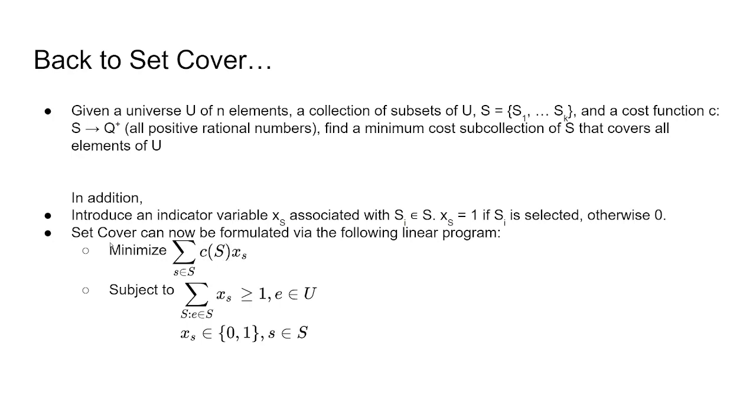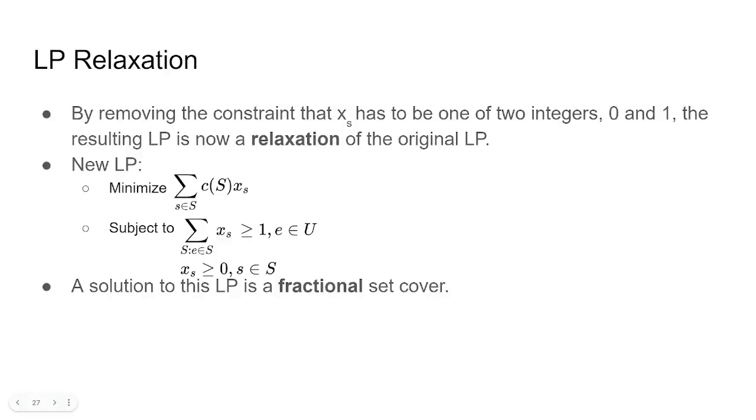Now, this minimization includes the constraint that every element in U has to be covered, which is what this first constraint is doing. And obviously, we define the indicator variable to be either 1 or 0 for each subset in big S. So we're doing LP relaxation by removing the constraint that xs has to be one of the two integers, 0 and 1.